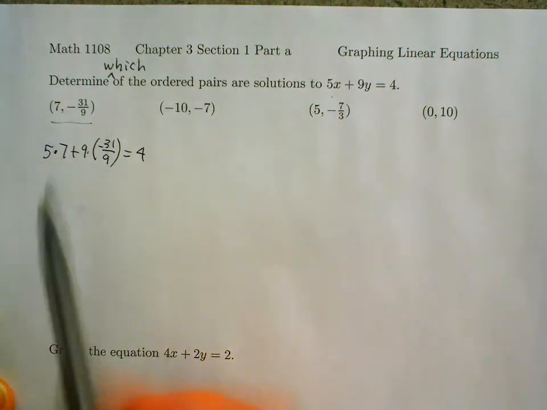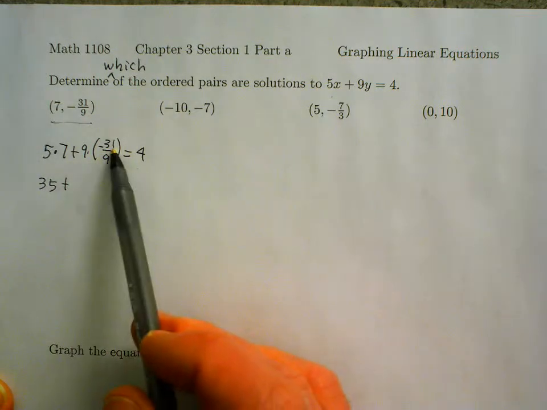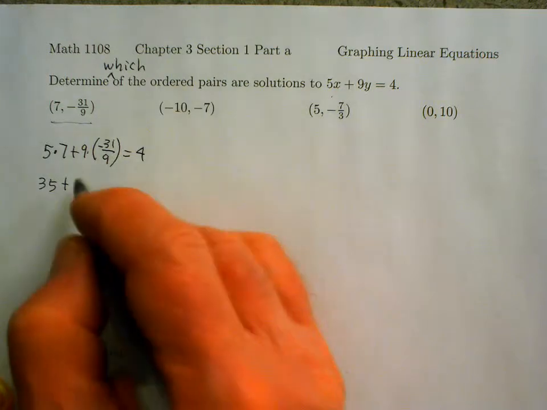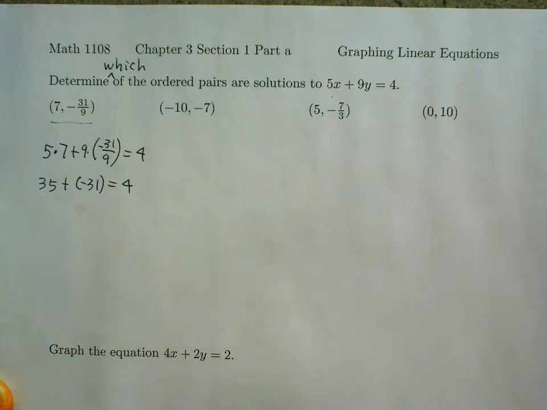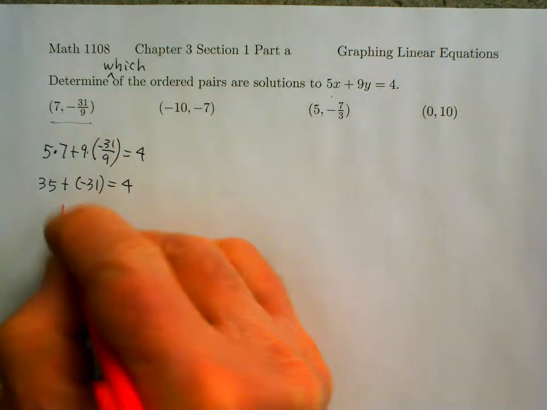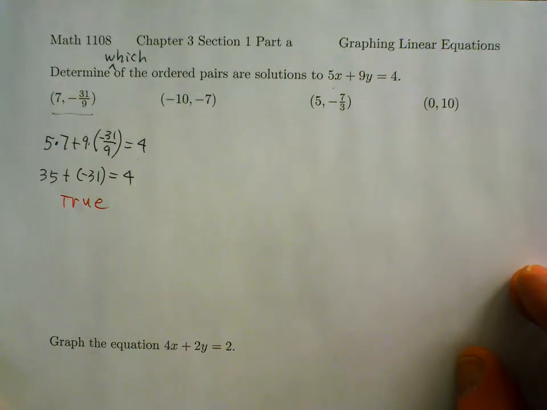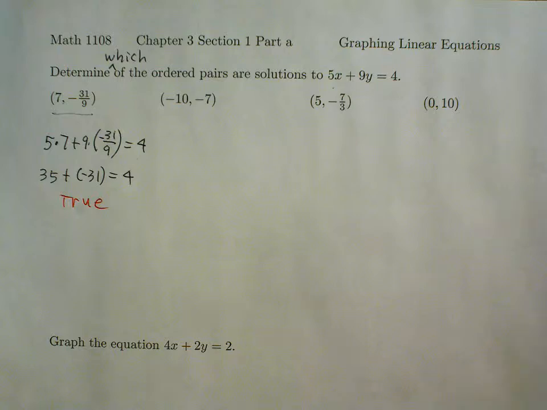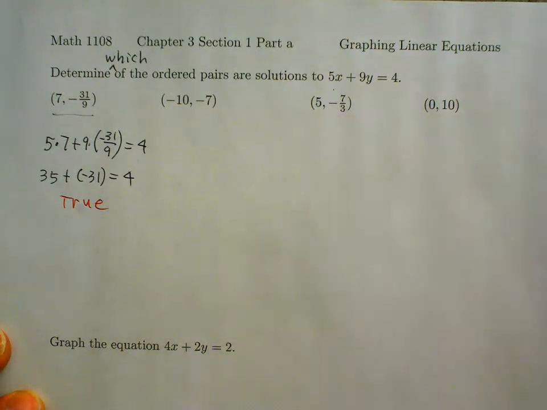So 5 times 7 is 35. And 9 times -31/9, the 9's cancel. So 35 plus -31 equals 4. That is true. So that means the ordered pair 7, -31/9 is a solution. Okay, you would go do the same sort of thing with the other 3 ordered pairs.